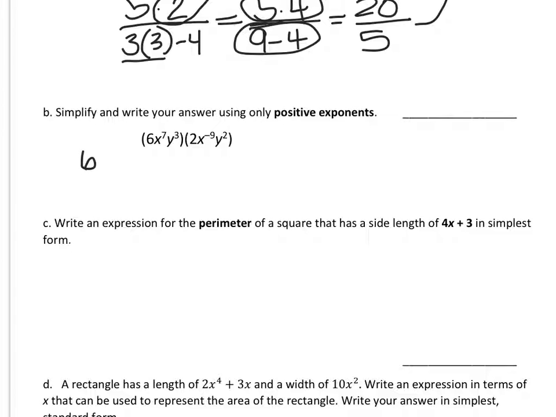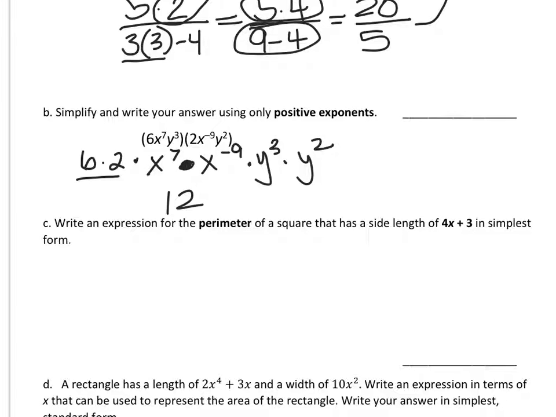You're going to do 6 times 2. You're going to multiply the x's, x to the 7th times x to the negative 9th. And you're going to multiply the y's, y to the 3rd times y to the 2nd. 6 times 2 gives me 12. When I multiply like bases, I add the exponents. 7 minus 9 is negative 2, so I get x to the negative 2. And y to the 3rd times y squared is y to the 5th. 3 plus 2 is 5.